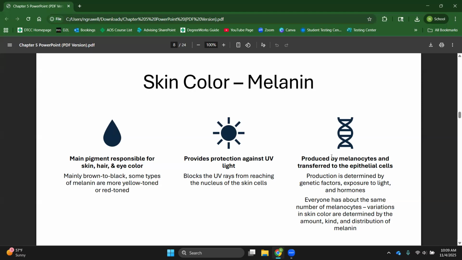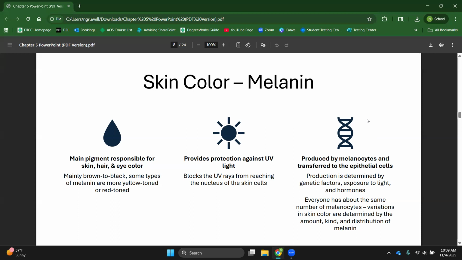So melanin is produced by melanocytes. These are melanin producing cells, and this melanin transfers into our epithelial cells. A lot of this is genetic. That's why we have our DNA structure here. Of course, with a tan, exposure to light is going to influence it, and there's some hormonal influence as well, but a lot of it is genetic.